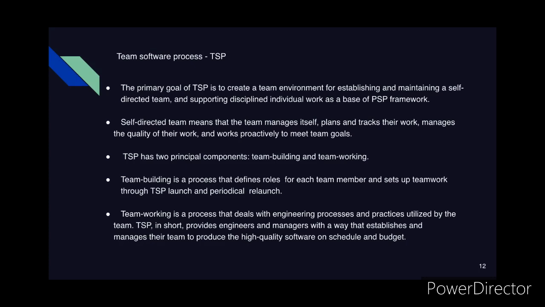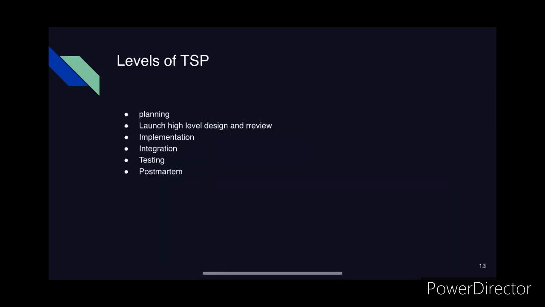Now, using TSP obviously ensures the quality of the software product. It also creates security of the software product, and by doing that, it improves the process management in an organization. And the levels of TSP, as you can see, are more or less similar to the levels of PSP. The first is planning, and then launching, high-level design and review. Third is implementation. Now here comes integration.